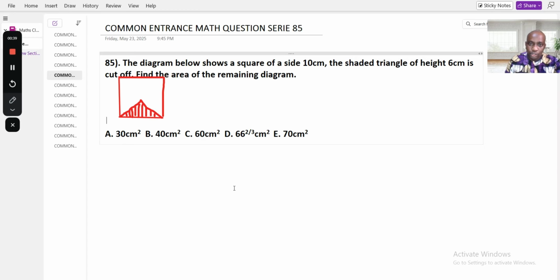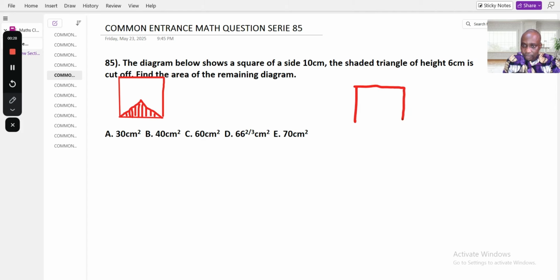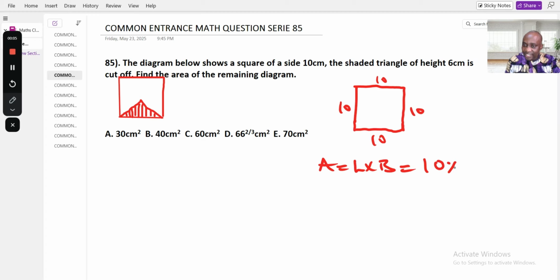What you are going to do, you know that a square always has equal sides. Let me draw it out so that you understand what I'm saying. A square always has what? Equal sides. If this side is 10, this side will be 10, this side will be 10, and this side will be 10. If you want to look for the area of everything, we are going to say the area of the whole square is what? Length times breadth, the same thing as 10 times 10. It's going to give us 100.